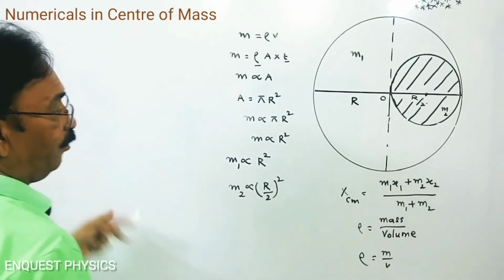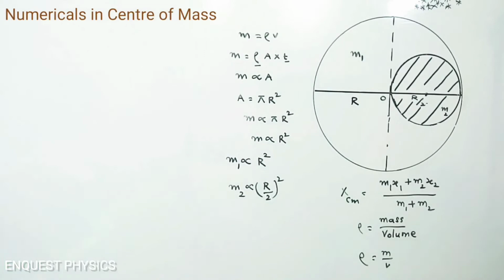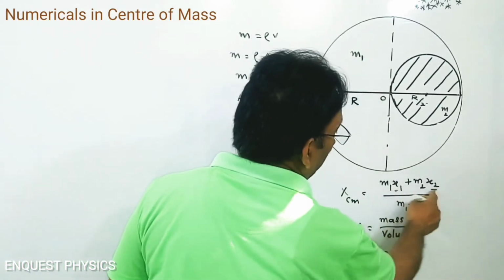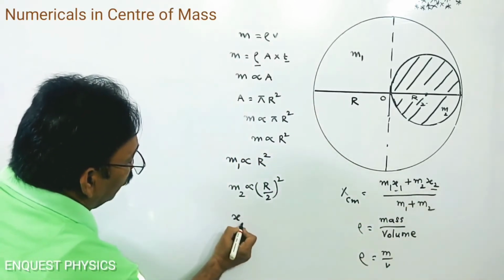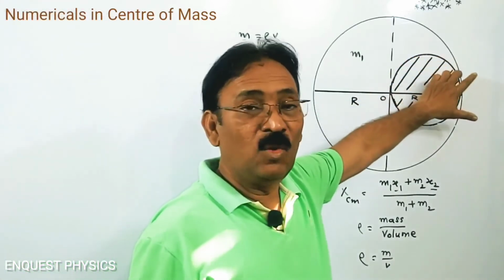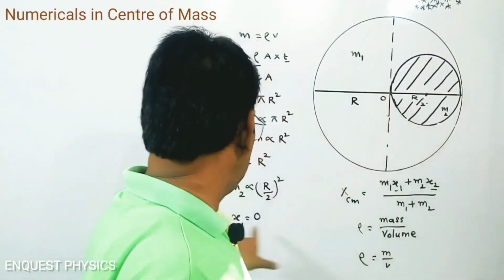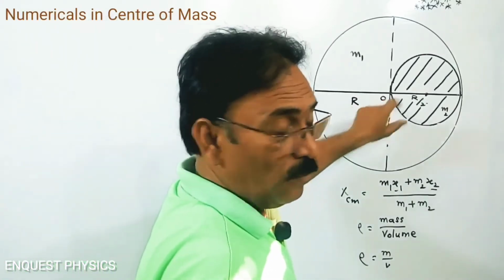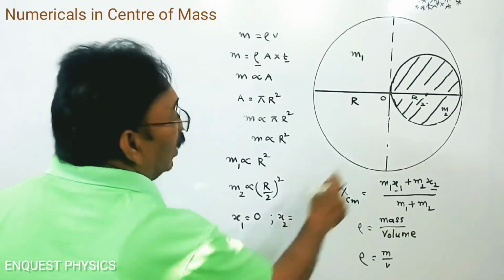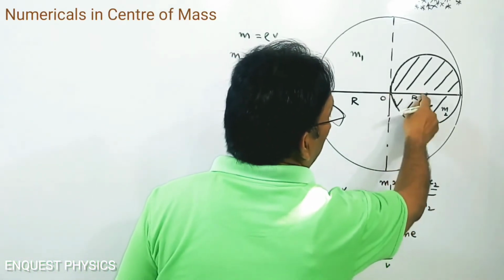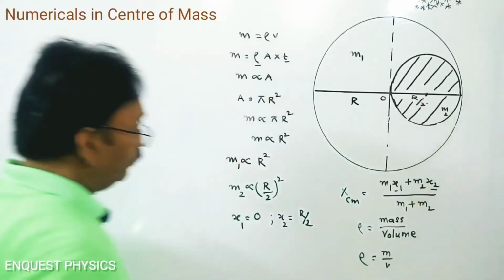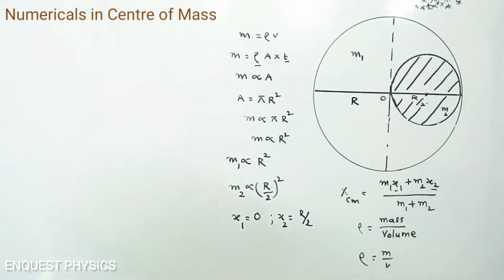Okay students, we have the masses. Then after we have to take the positions, location of the particles x1 and x2. x1 is equal to 0. Just imagine the mass is not removed and its center of mass position is x1, that is O. And similarly we have to take the x2. x2, it is the distance. It is equal to r by 2. Just substitute the values in, students.